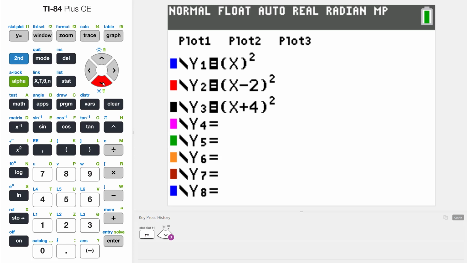Well, it's like we said, if you take away a positive constant inside the argument, you're actually shifting the function to the right. And so you're going to see the graph in red appear 2 units to the right of the graph in blue. Likewise, in y sub 3, which is going to graph in black, we're adding 4 inside the argument of the function, and that means that we're going to be shifting it 4 units to the left. And so you'll see the graph in black 4 units to the left of the graph in blue. Take a look.